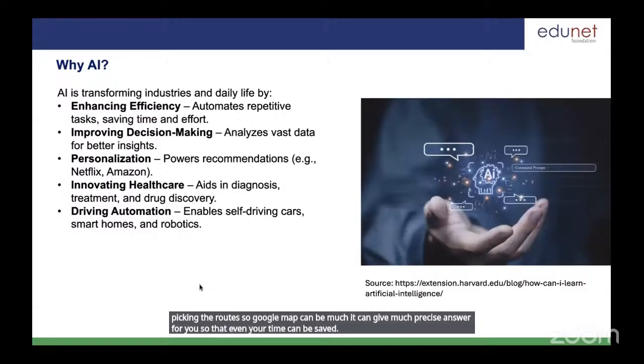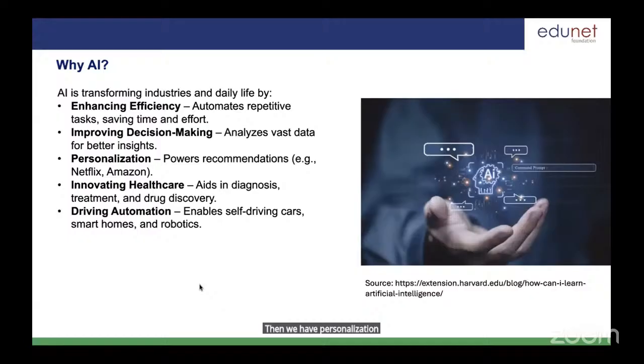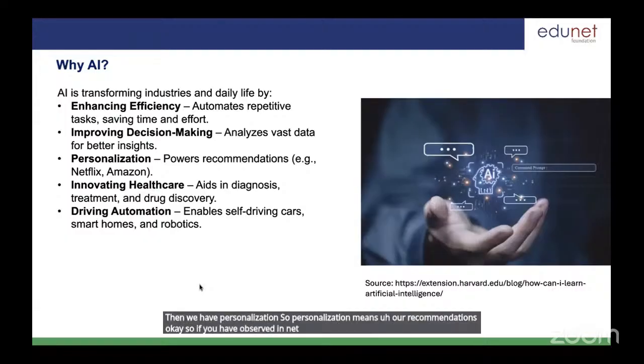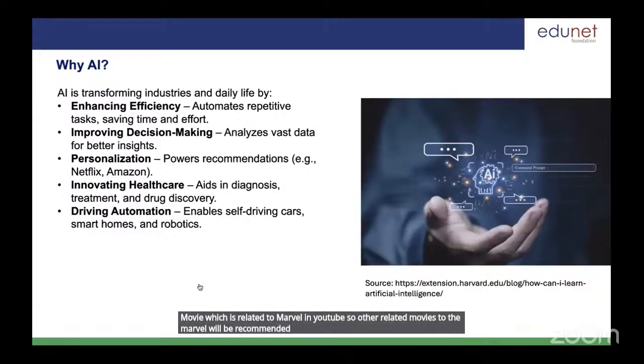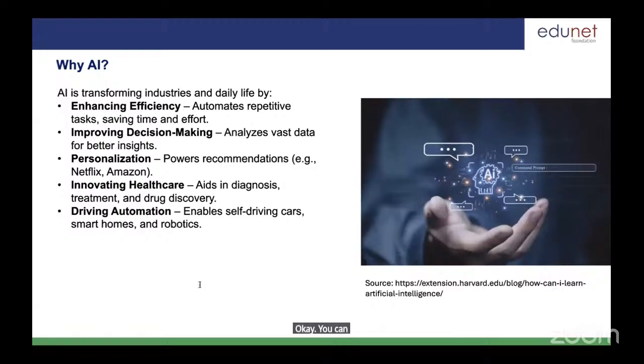Then we have personalization. Personalization means personalized recommendations. If you have observed on Netflix, if you watch a movie and come the next time again, Netflix will recommend a few things. Not only Netflix, we have a lot of other places. Even YouTube: if you watch a Marvel movie on YouTube, related Marvel movies will be recommended. You can take another example also, even Flipkart.